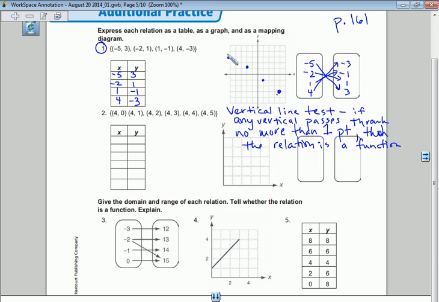So, what she said you would do is you would take your pencil and hold it upright and run it across, and if your vertical line represented by your pencil never passes through more than 1 point at a time, then yes, it is a function. So, we can tell from the set of ordered pairs, yes, that's a function. We can tell from the table, yes, that's a function. We can tell from the mapping, yes, that's a function. And we can tell from the graph, yes, this is a function. So we could have any of those 4 representations of a relation and determine whether or not it's a function.